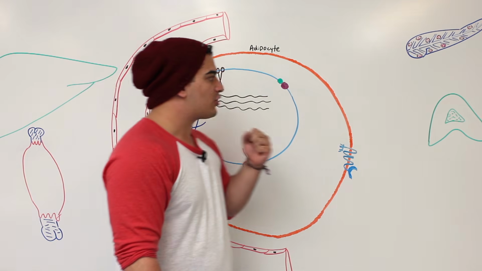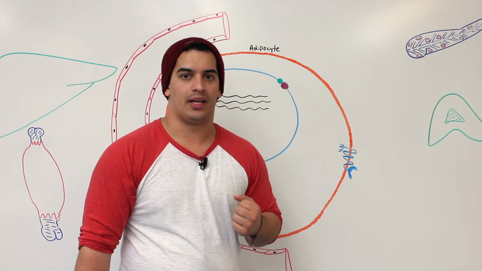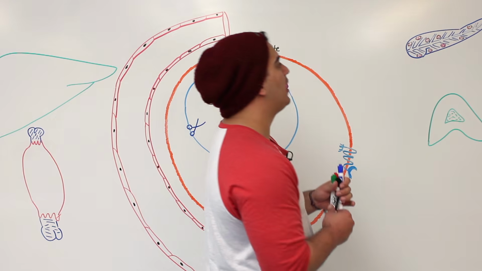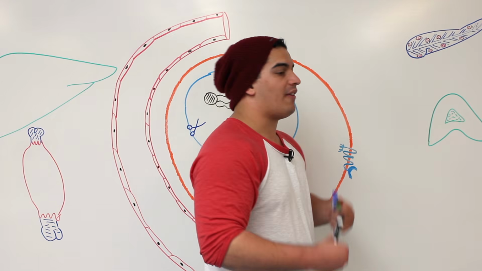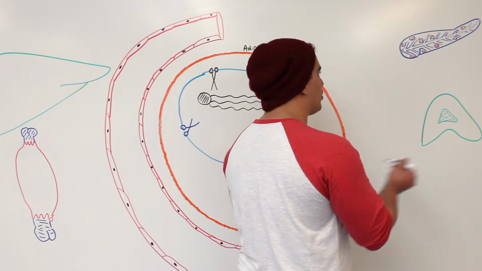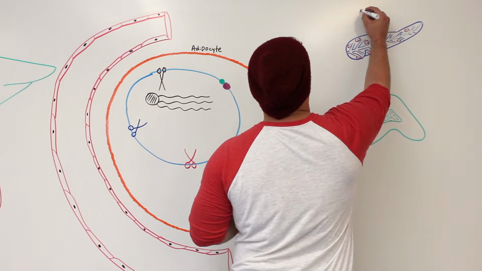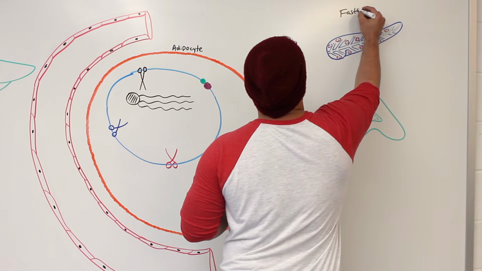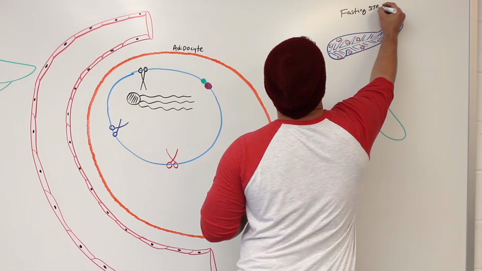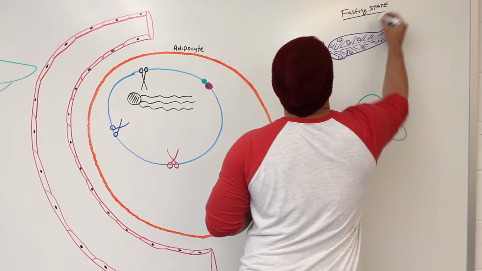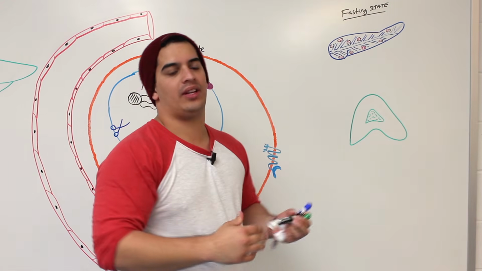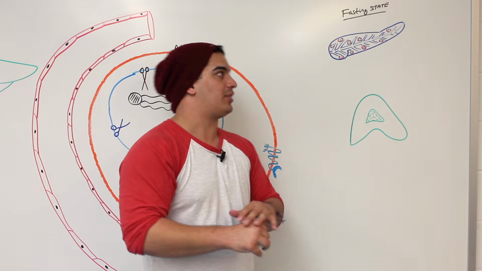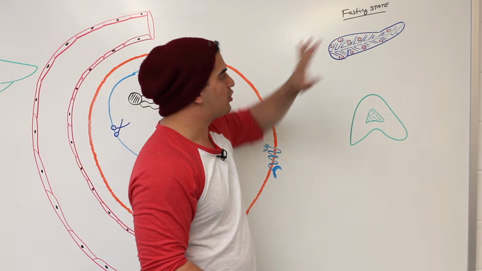Okay, so the first question to ask is, when is this happening? This usually is happening in our body whenever we're in the fasting state. What is the fasting state? The fasting state is the state in which we haven't eaten in a while, right? So either we're starving ourselves, or we're actually not taking in food. We're in the post-absorptive state.